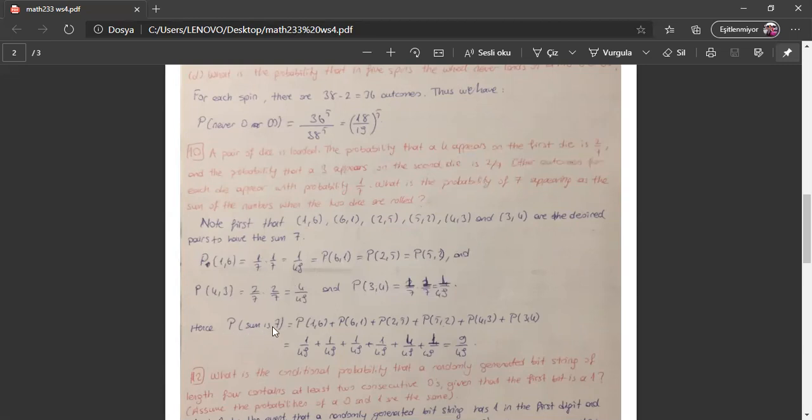Thus the probability of this sum being 7 is the sum of these probabilities. So here we have 9/49.